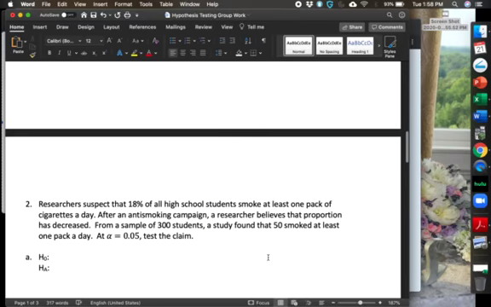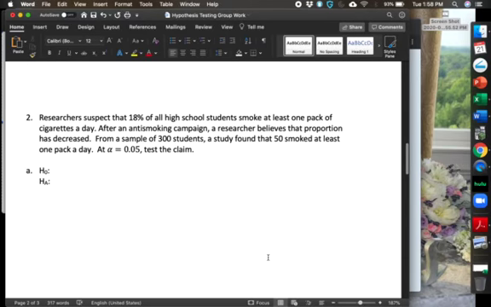Let's look at our second example. Researchers suspect that 18% of all high school students smoke at least one pack of cigarettes a day. After an anti-smoking campaign, researchers believe that this has decreased. We have a sample of 300 students, and 50 of them smoke at least one pack a day. If I have a level of significance of 0.05, let's test the claim.